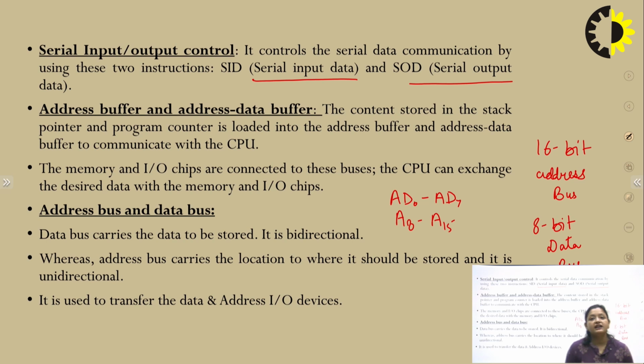But data bus is bidirectional. Why? Data bus is bidirectional because microprocessor can send the data to IO or memory, or it can receive the data from input output devices and memory. That's why data bus is always bidirectional and address bus is always unidirectional.